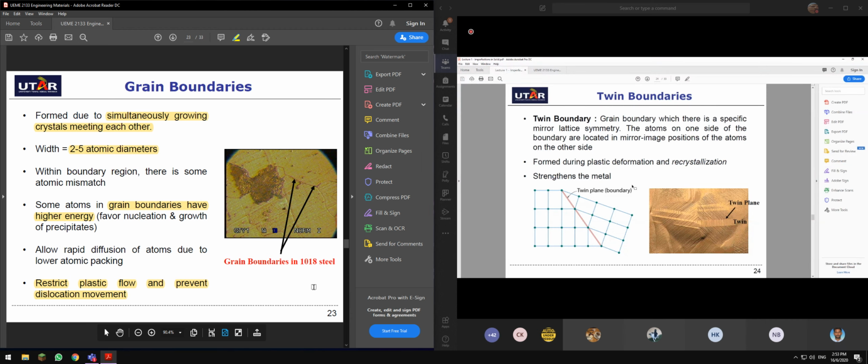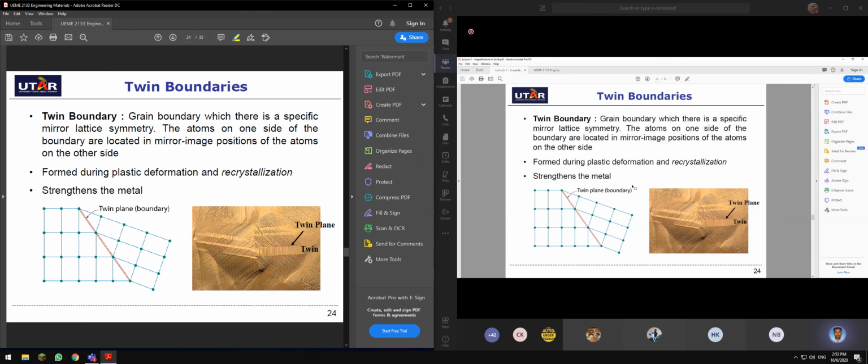Now for twin boundaries, it is a grain boundary in which there is a specific mirror lattice symmetry. Highlight this. Twin boundary is a mirror lattice. The atoms on one side of the boundary are located in the mirror image position of the atoms on the other side. So this is the mirror image of this. This is a mirror image of this. This is a mirror image of this.